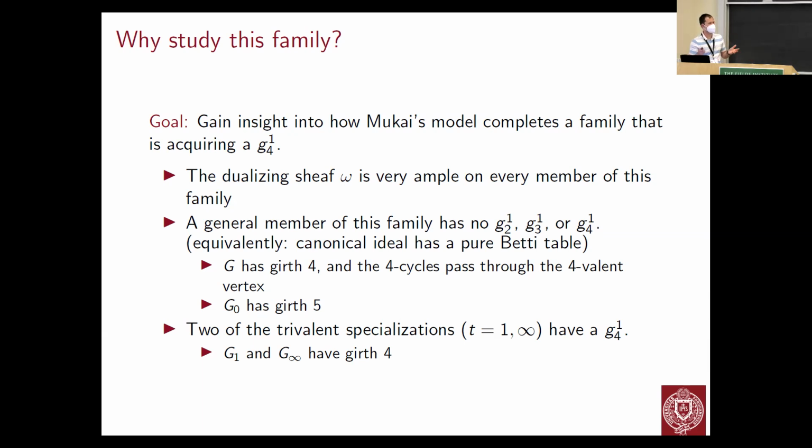By the way, I know there are some combinatorialists in the audience, so I'll just mention how you can see that in terms of the graph. Start with graph G0. It has girth 5, and that's telling you that there are no G1Ds where D is small. And even in the family, the only 4 cycles pass through the 4-valent vertex, so we're still okay. If you draw the other 2 specializations, though, you'll see that there are some 4 cycles, and you use those to build line bundles that give you the G1 4.